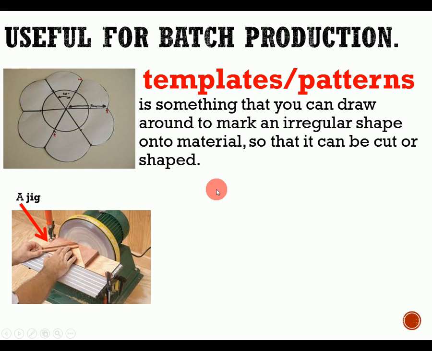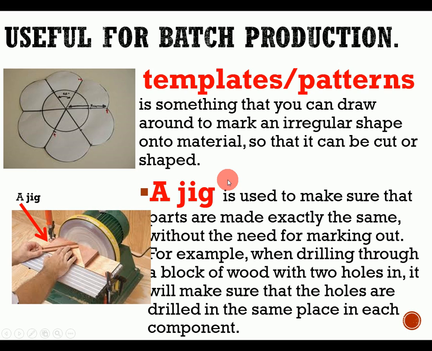Another thing that is important in batch production are jigs. These are used to make sure parts are made exactly the same. For example, drilling out. So if you're drilling holes through a block of wood, you might have a metal plate with some holes in it to make sure that this is the same component each time.